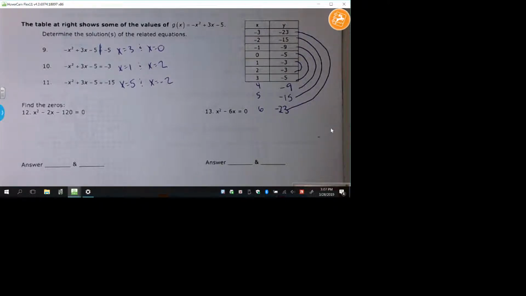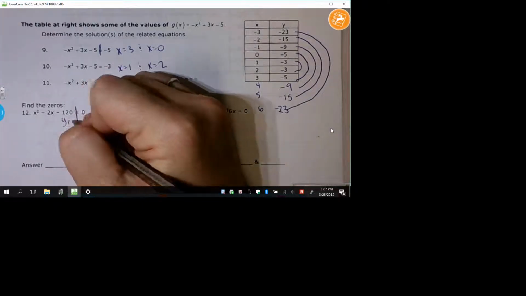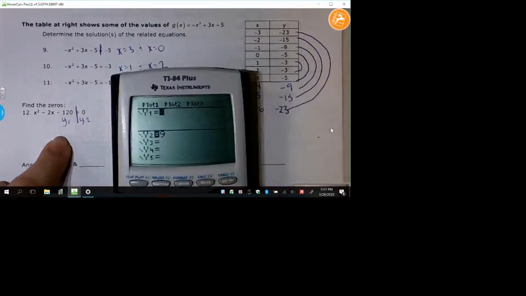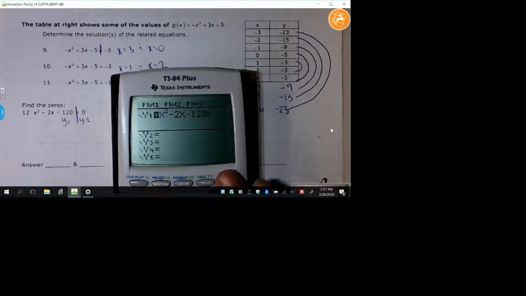Number 12 and 13 say find your zeros. There's two ways to do this. Put this on Y1, this on Y2. There's two ways to find it in your calculator, the graph or the table. So let's see if they're pretty numbers. If they're pretty numbers, your graph or your table is going to be the easiest. X squared minus 2x minus 120.